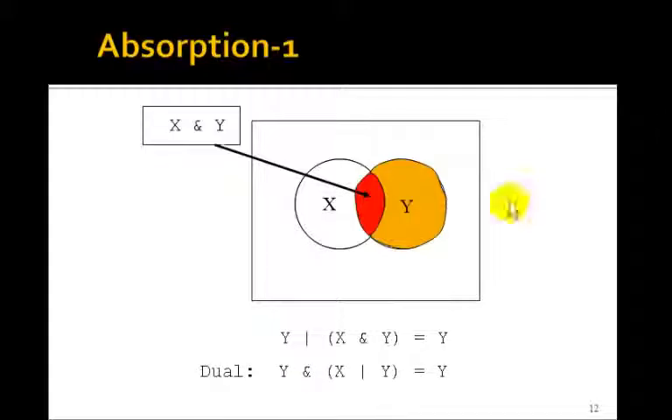Of course, there must be a dual. If we change ors to ands and ands to ors, it must be true that y and x or y is equal to y. Let's see if we can see it. What's x or y? X or y is all of this. Y is all of this. The and is the intersection. Well, the intersection of both of them with just y just leaves y. So again, x or y gets absorbed.